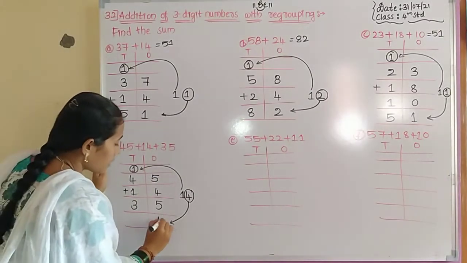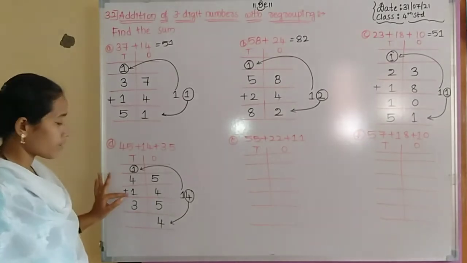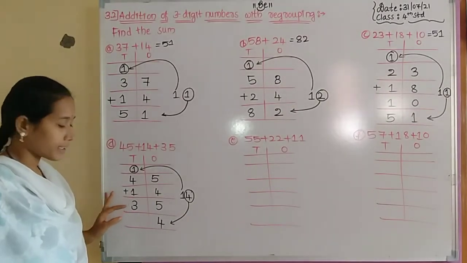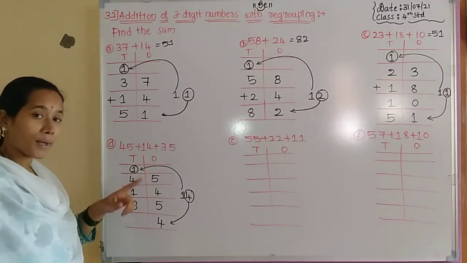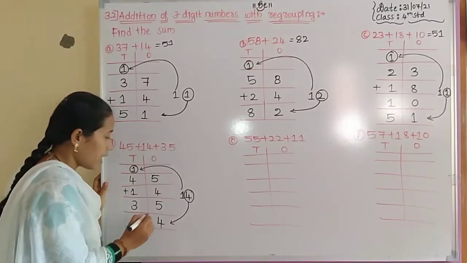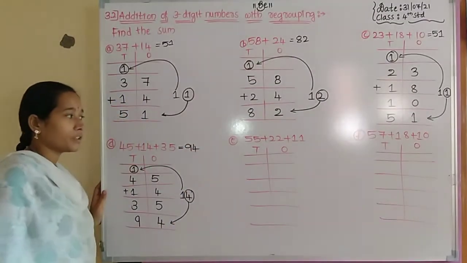So write here 4. Then next one, in the tens placement, 4 plus 1 is equal to 5. 5 plus 3 is equal to 8. 8 is the answer? No, one more carry is there. Add that also. 8 plus 1 is equal to 9. And our total answer or total sum is equal to, very good, 94.